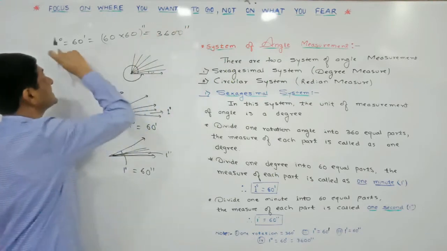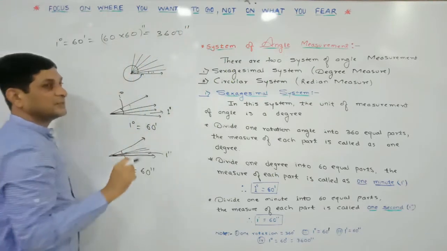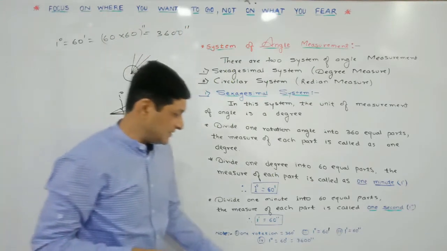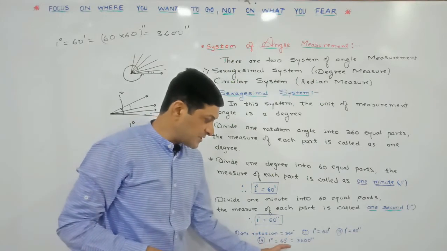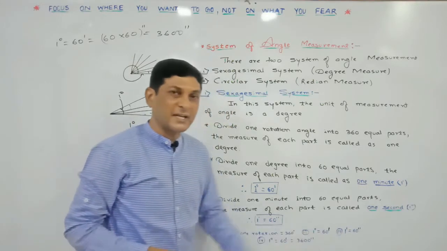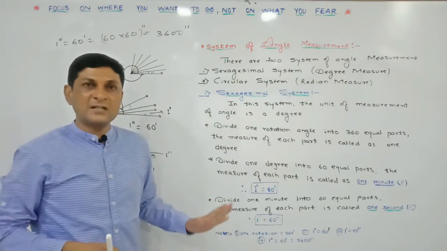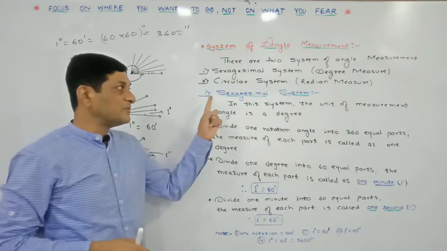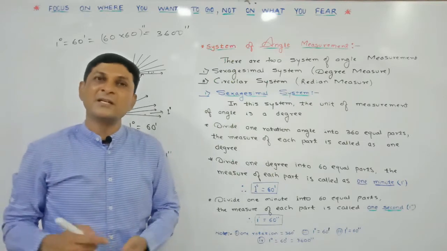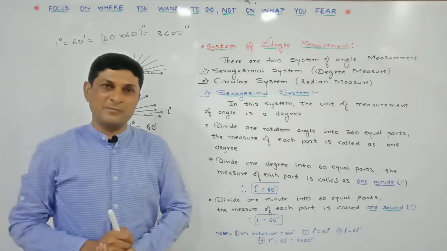मींस हाउ मेनी सेकंड्स आर देयर इन 1 डिग्री? इन 1 डिग्री 3600 सेकंड्स आर देयर. 1 डिग्री मींस 60 मिनट एंड 60 मिनट मींस हाउ मच सेकंड? 3600 सेकंड्स. All these are some important results related with which system of angle measurement? Sexagesimal system of angle measurement.